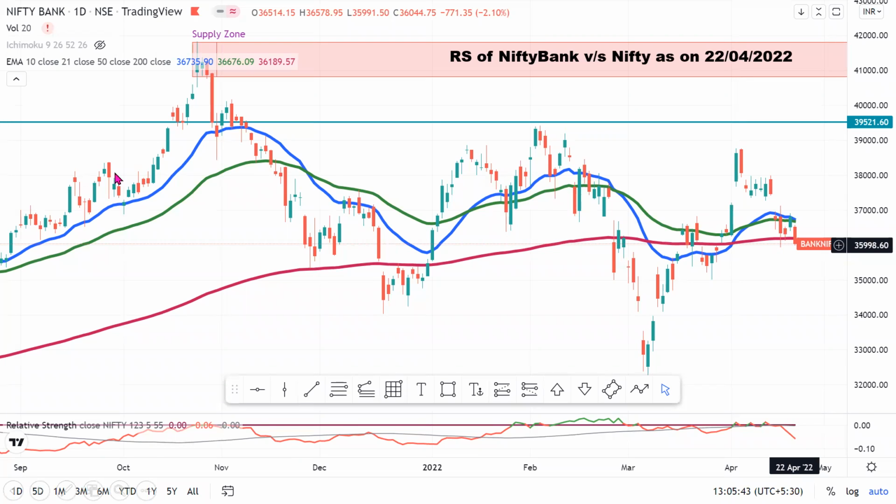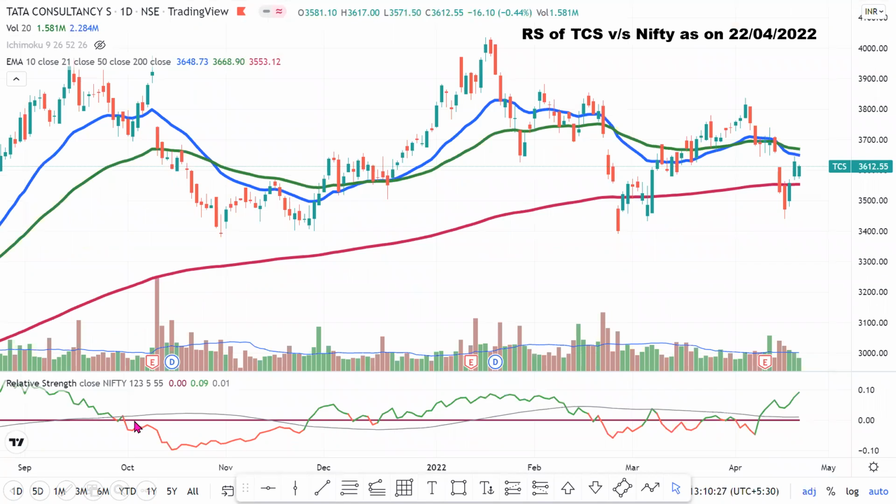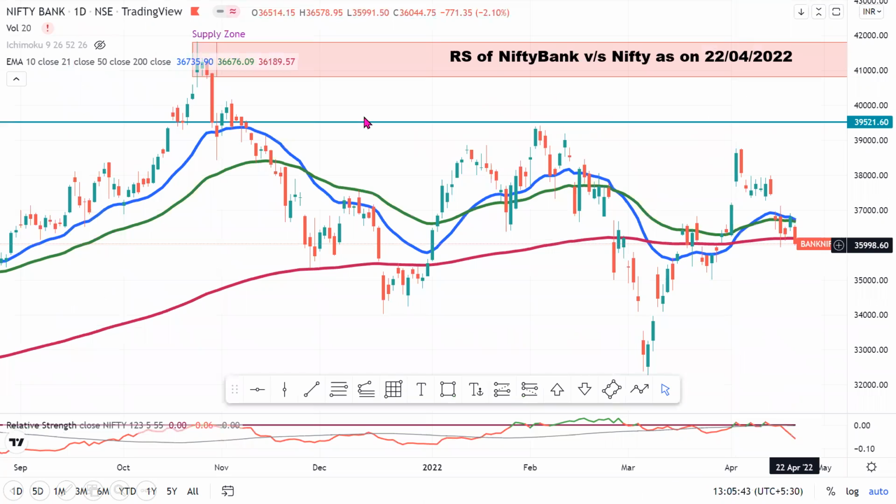The price is nothing but Nifty Bank. Okay, and you can see below we have the relative strength. You can see here Nifty Bank, the prices of Nifty Bank, and you can see the red color line coming down from the zero line. What it tells me? It tells me that the Nifty Bank compared to Nifty is going down. The Nifty Bank compared to Nifty is down. So what does it tell me? It tells me that relative strength of Nifty Bank is poorer than Nifty.